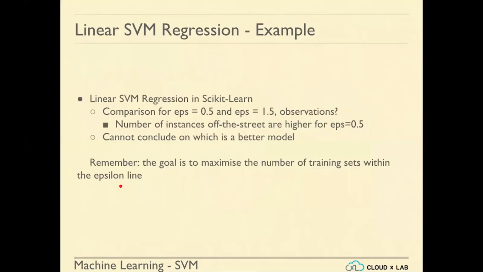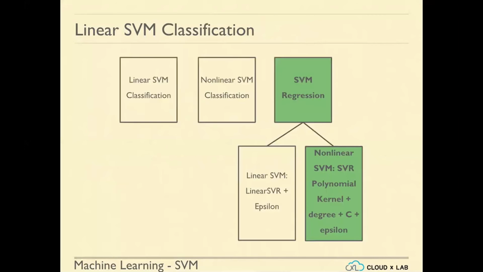In simple words, the number of instances off the street is higher for smaller epsilon, and we really cannot conclude which is the better model. The goal is to maximize the number of training instances within the epsilon line. So epsilon 0.5 needs more tweaking and so on.